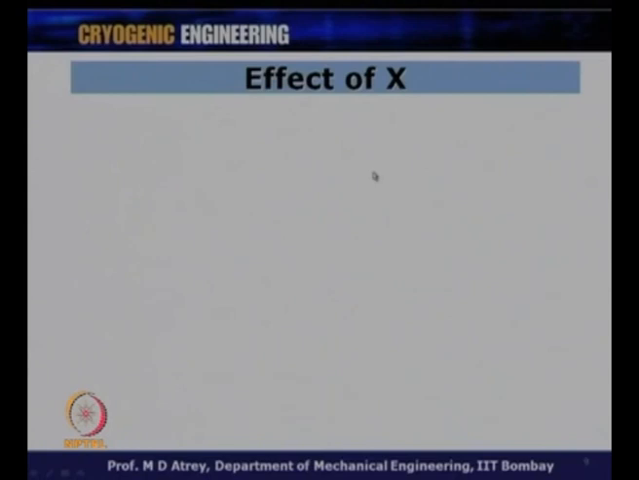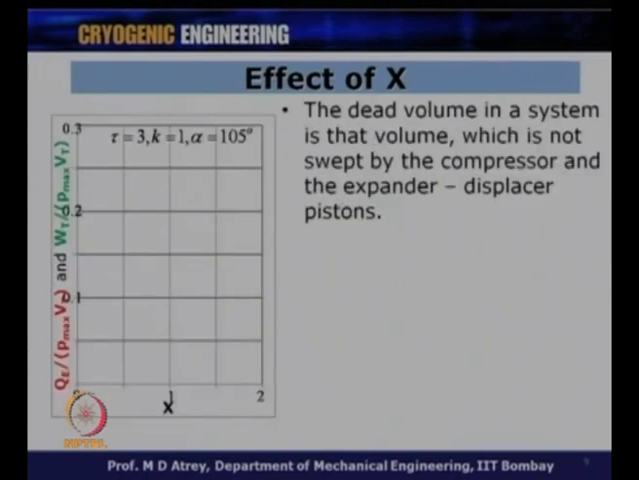The next parameter to be studied is the effect of X or the dead volume ratio. So, again, the dead volume in a system is that volume which is not swept by the compressor and the expander displacer or expander piston. That means whatever volume is not traversed by pistons or displacer is what we call dead volume. For example, all the heat exchanger volume will be a dead volume because it is not travelled by the compressor piston or the expander displacer.